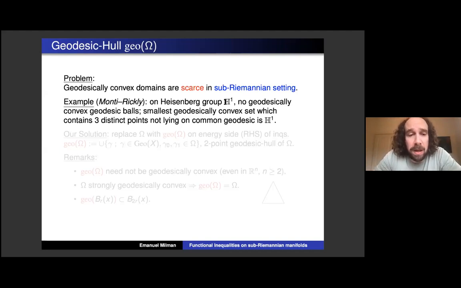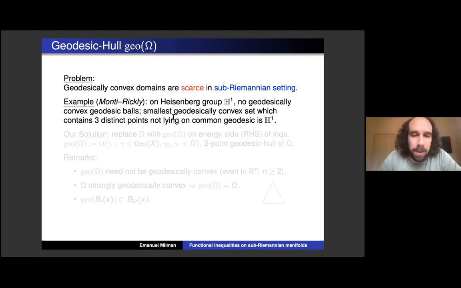And this is in stark contrast to the Riemannian setting, where we know that if you pick a ball of small enough radius, it's always going to be geodesically convex. And in fact, Monti and Rickly showed that the smallest geodesically convex set which contains three distinct points not lying on a common geodesic is already the whole space itself, H1. Of course there are geodesically convex sets, subsets of geodesics, but if you go beyond that, you already get the full space. So in this very strong sense, there are just no non-trivial geodesically convex sets on H1.